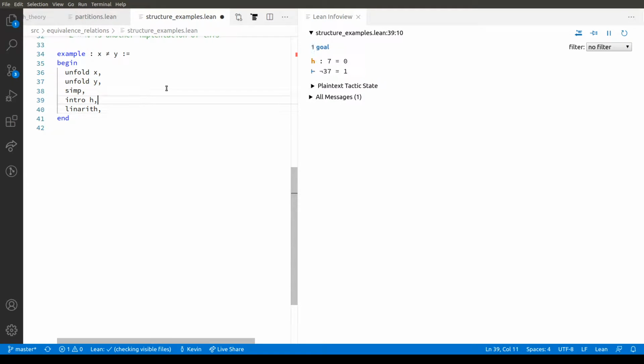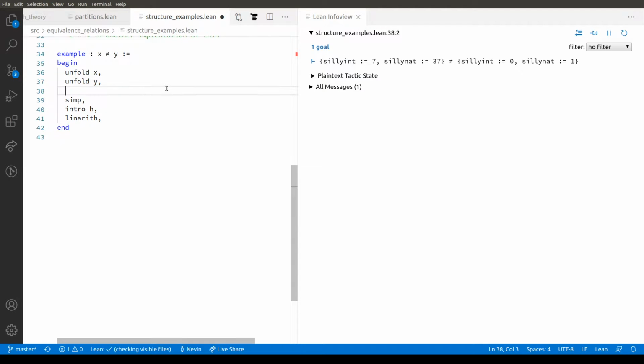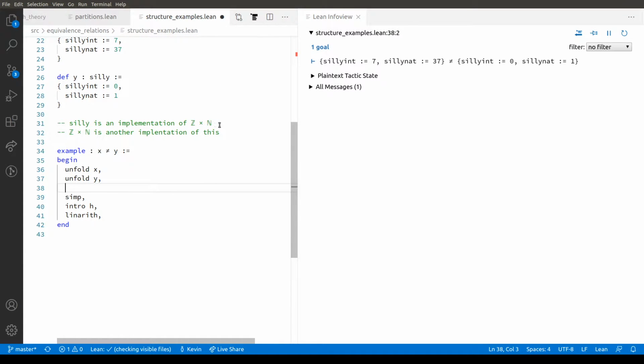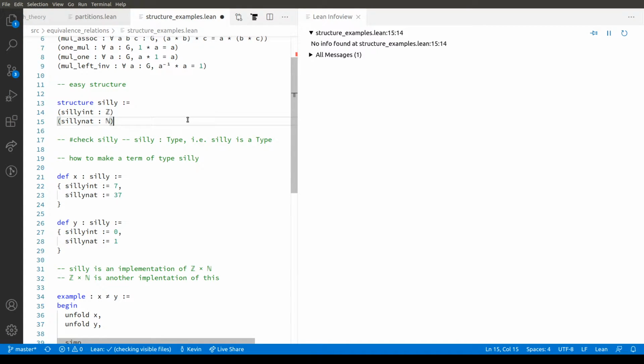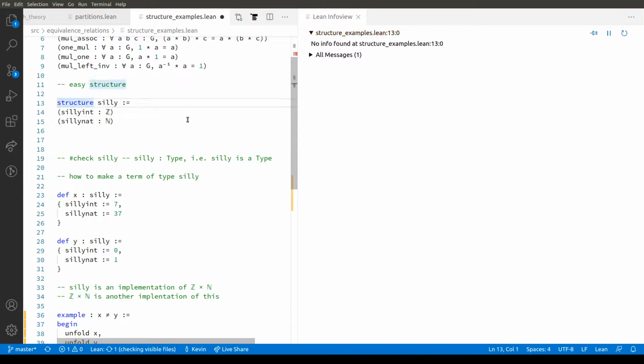Well, unfold X and unfold Y don't do anything, right? This is still true by definition. So we could do... what we really need is an extensionality lemma, don't we? Well, yeah, you see, the problem with this structure is we don't have an extensionality lemma. Let's try this. Let's do that. So let's tell the structure.